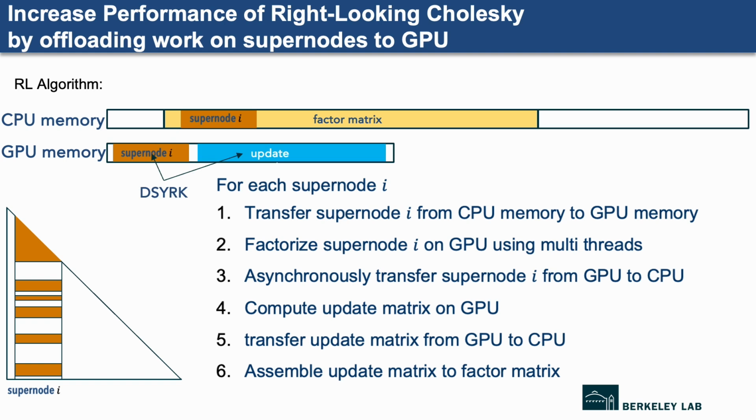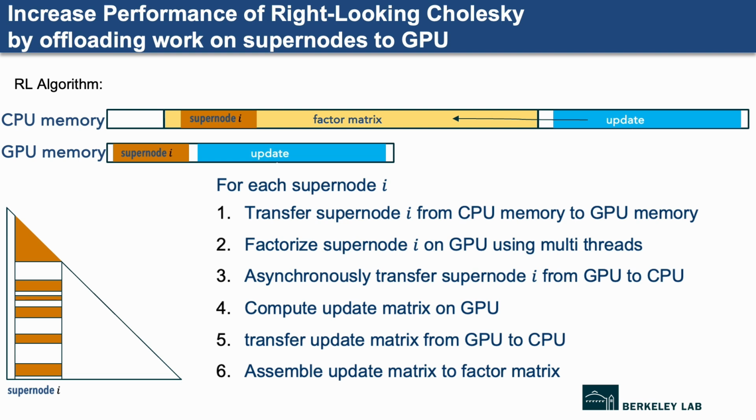And then we compute the update matrix on the GPU using the DSYRK call. And then we transfer the computed update matrix from GPU memory to CPU memory. Finally, we assemble the update matrix to the factor matrix. Note that here, actually, we need efficient indexing.